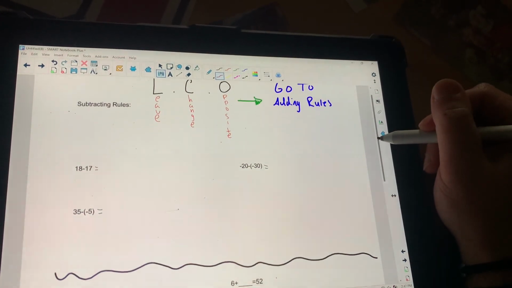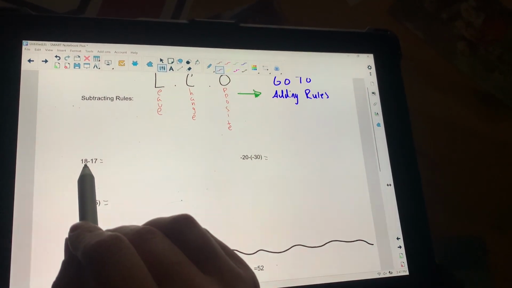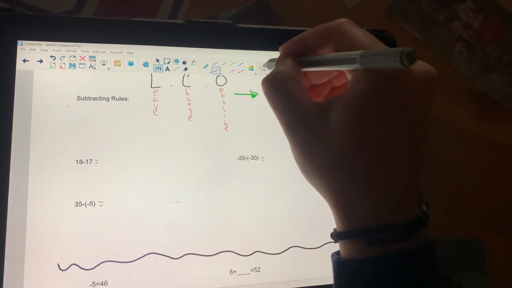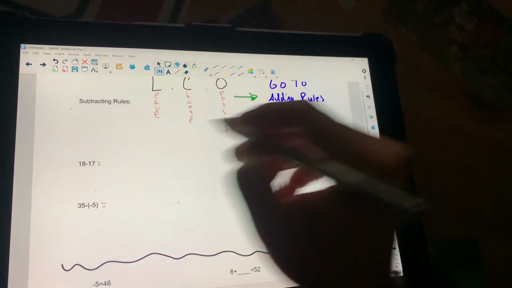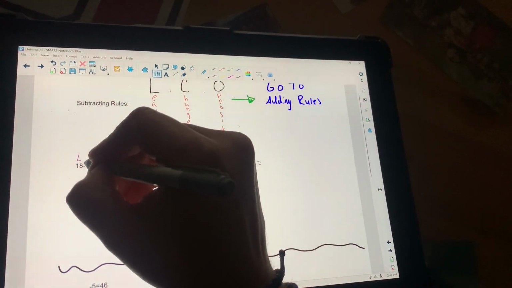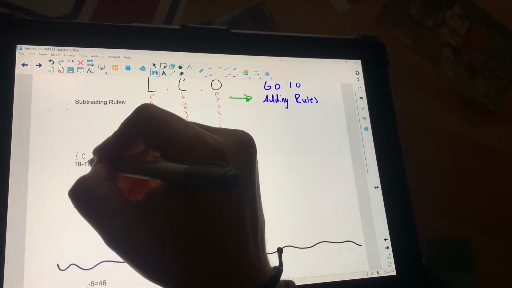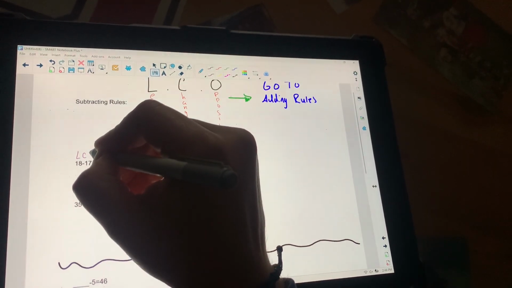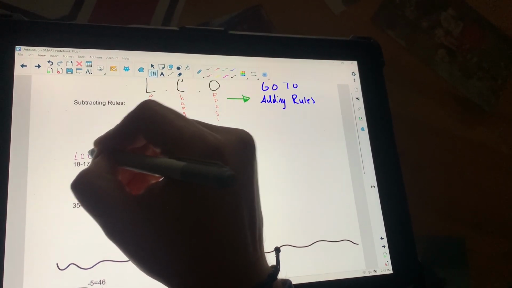Okay, so let's start with this. 18 minus 17. So 18 minus 17, I leave the 18, I change my negative to a positive, and then I take the opposite of positive 17 and make it a negative 17.